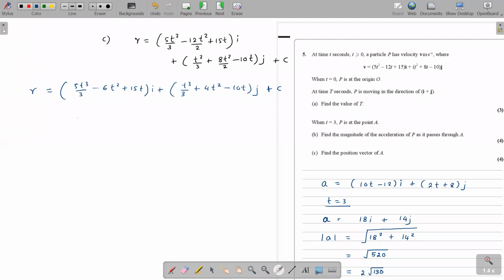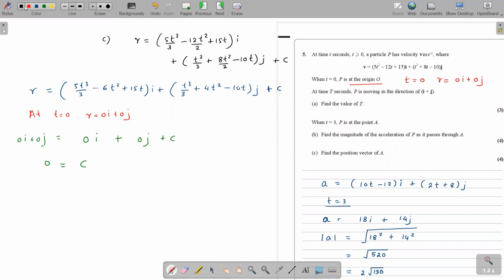So they've told us at the very beginning, at time 0, the particle is at the origin. So that means at time 0, you are at the origin, which means your starting position vector is 0i, 0j. So at time 0, R is 0i, 0j. So input R as 0i, 0j times 0. What do we get here? Times 0, the whole thing becomes 0i. Here, input everything as 0, we get 0j plus c, which means your c is going to be just 0.